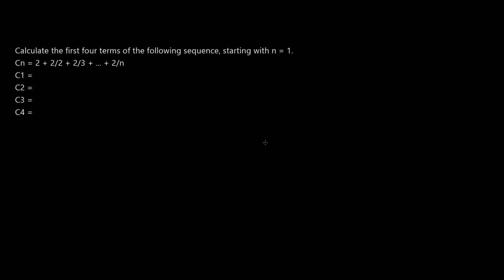Alright, and here is our next problem. It is pretty much identical to the last one that we just did. And once again, I will begin by simply rewriting the equation. So we have c sub n equals 2 plus 2 over 2 plus 2 over 3, and then plus dot dot dot plus 2 over n. When you first look at this equation, you might be a little bit confused about what exactly is going on or what you're supposed to do. But really, all it's asking is to add 2 over n every single time.